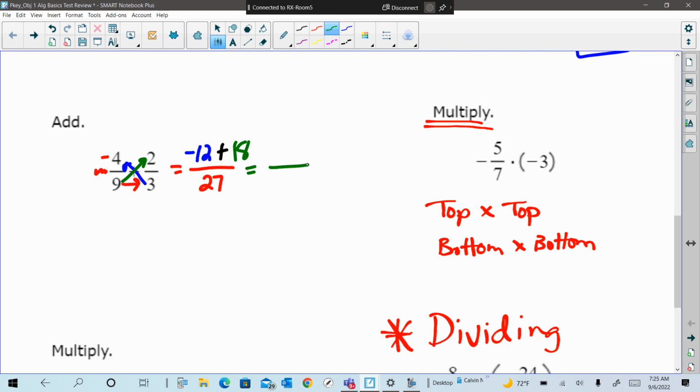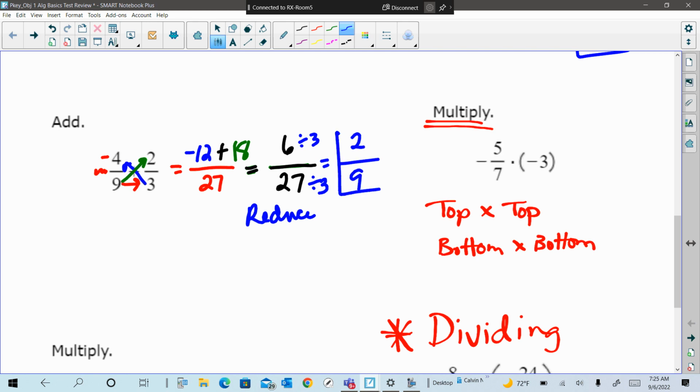The difference between that, because we have 2 different signs, sorry, that should have been black, is 6 over 27. Again, this can be reduced. They have 3 in common, so if you divide the top and the bottom by 3, we get 2 over 9. And that's our final answer. So just make sure you reduce.